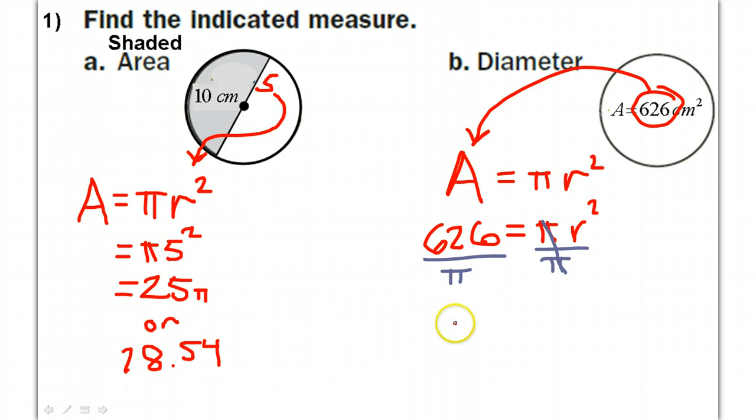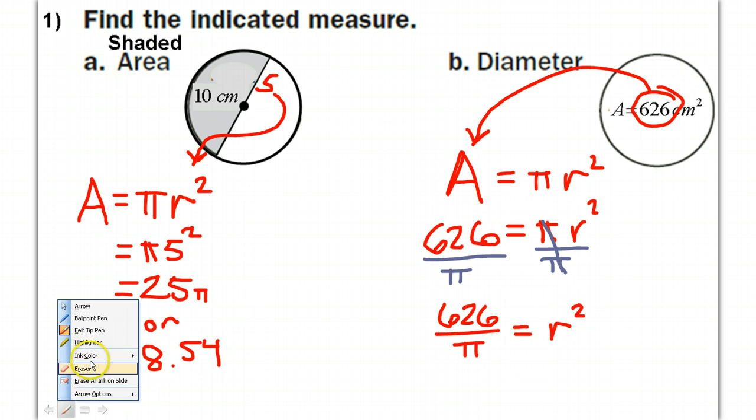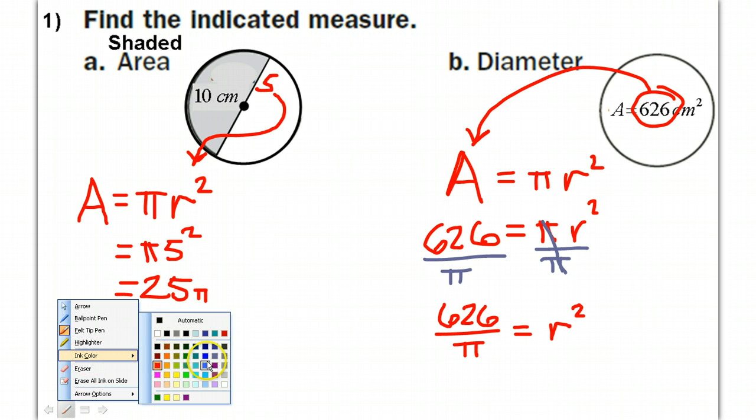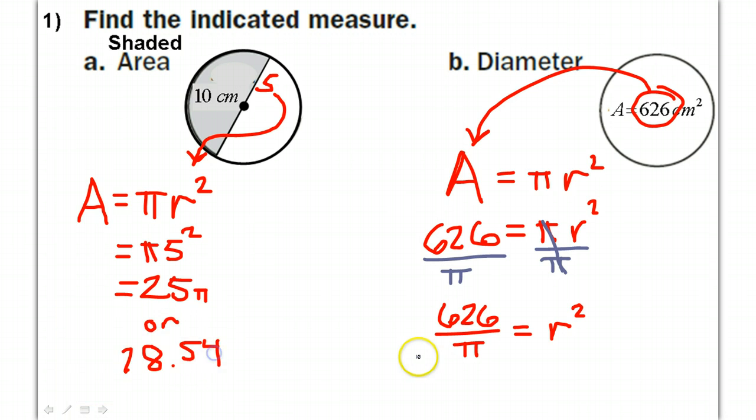I like to leave it exact until the last minute. So that leaves me 626 over pi equals r squared. Now, how do I unsquare things? Square root it.